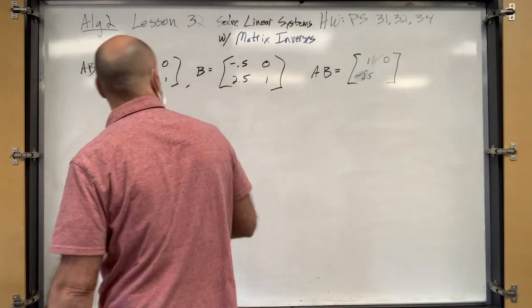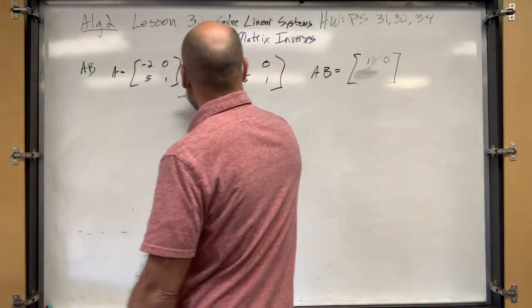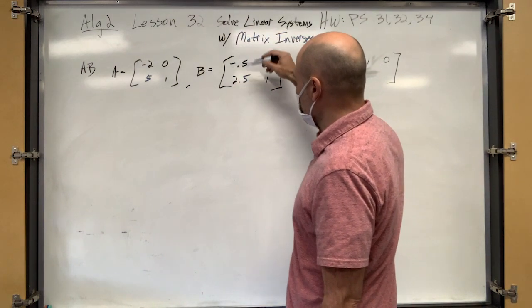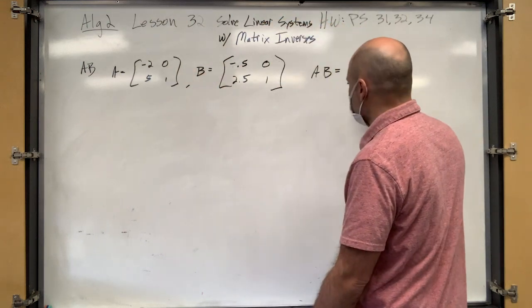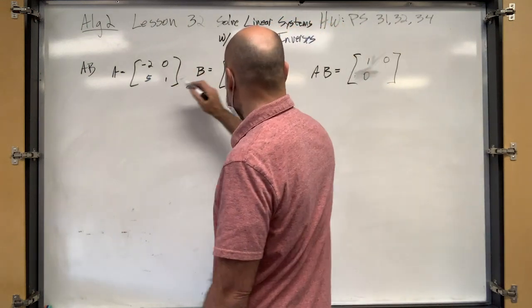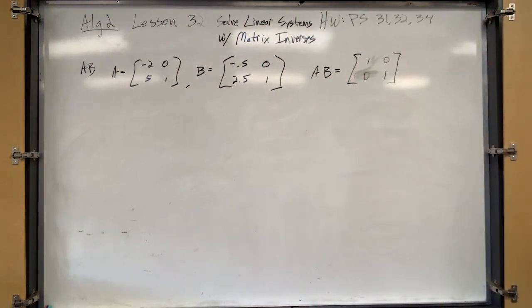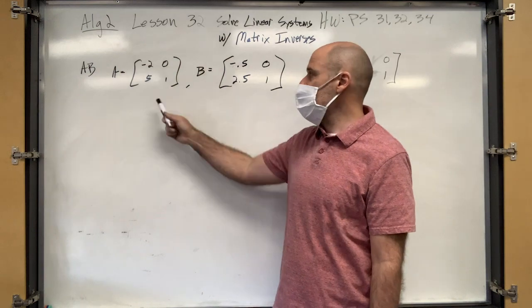I'm doing it wrong. Oh, that's annoying. So 5 times -0.5 is -2.5. Oh, sorry. Times +2.5 is 0. 5 times 0 is 0. 1 times 1 is 1. So we ended up with the identity matrix. So that means this must be the multiplicative inverse of this.